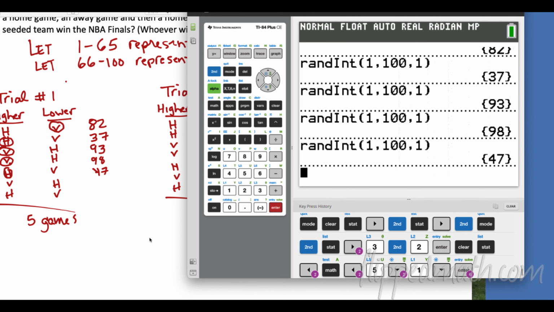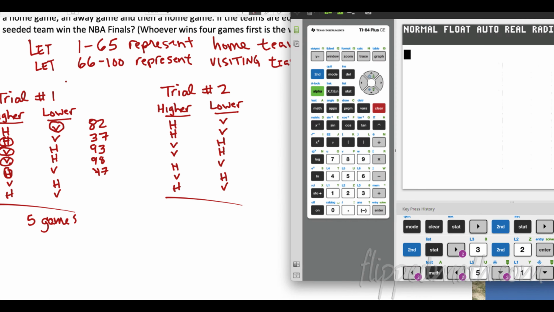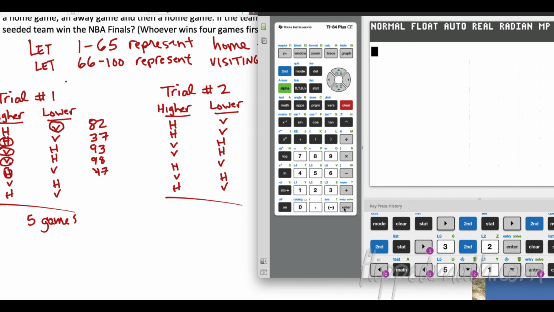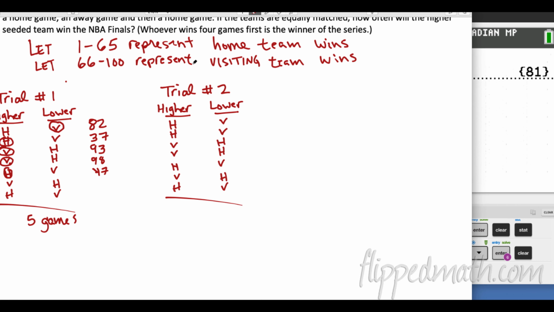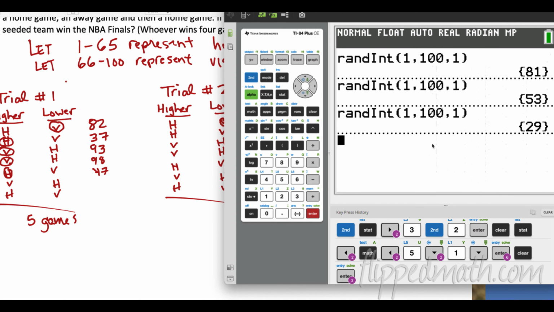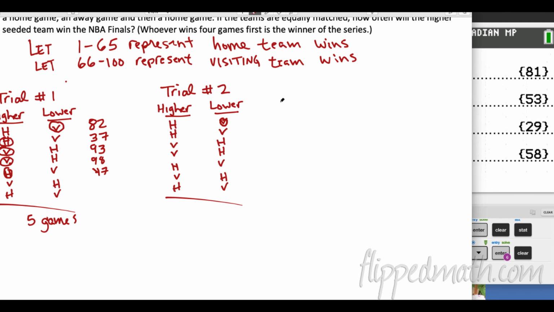All right, let's try this. I'm going to go back and clear this out so I'm not confused. We're going to hit enter, and that gives me the results again. We get an 81. An 81 represents the visiting team won, so that's this team right here. Then we hit enter a couple times so I get a couple numbers here: 53, 29, 58. Those are all home wins. Let's write this down. So we got an 81, a 53, 29, and then 58. Those are home teams, so that's this team, this team, and this team.